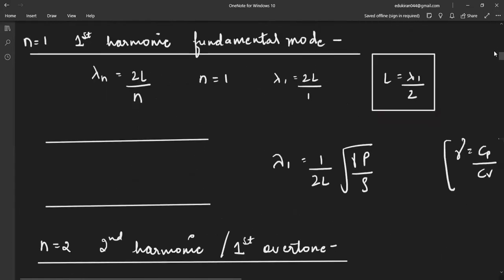Now, when we're talking about the first harmonic or fundamental mode, what will n become? n is equal to 1. So lambda will be 2L by 1, directly lambda is equal to 2L. And the length of the pipe is lambda 1 by 2 because n is 1 here. And what about the frequency? Gamma is Cp by Cv, I've already told you. The frequency is 1 by 2L under root gamma P by rho.